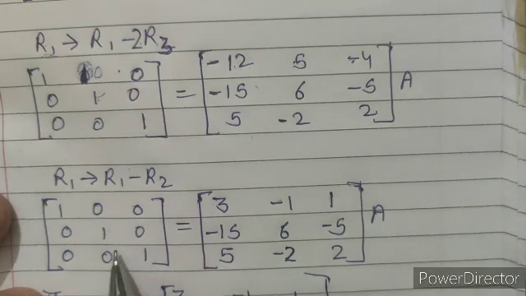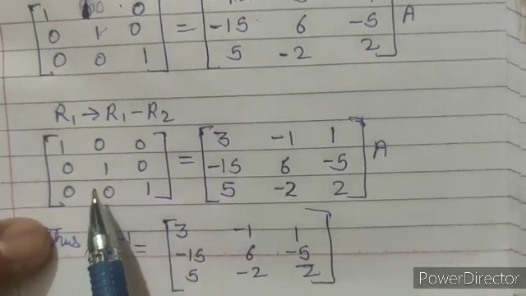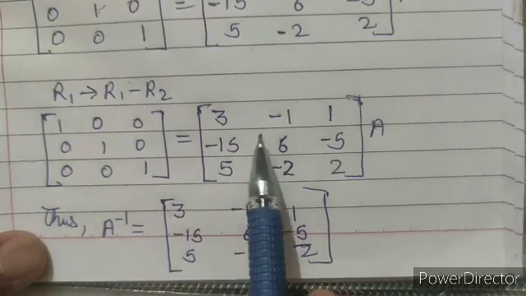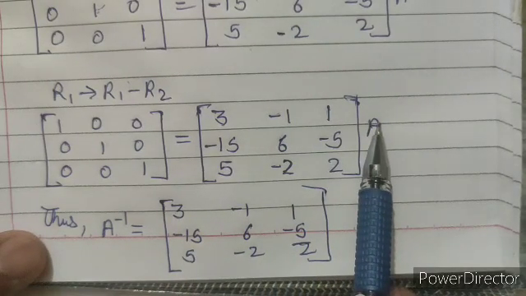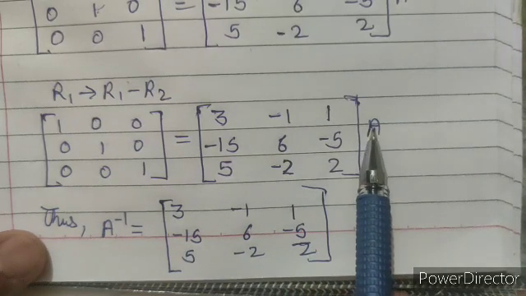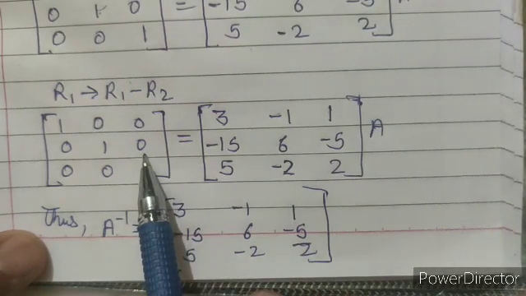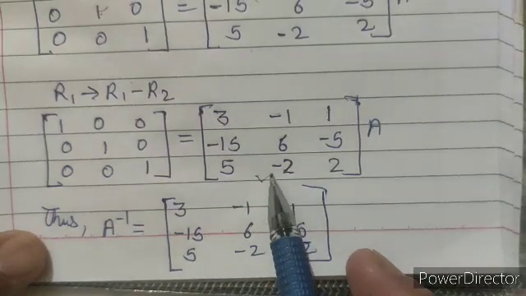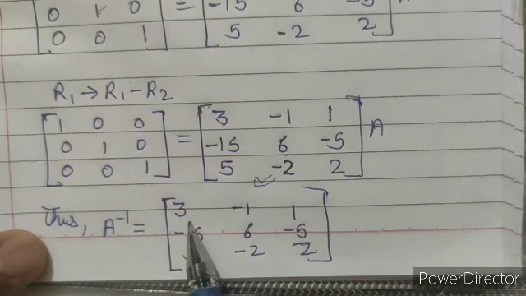Now as this has been converted into the form of I equal to BA, and as you know, if the inverse of a matrix is multiplied to a matrix, that gives us an identity matrix. That means this matrix B is the inverse of A.